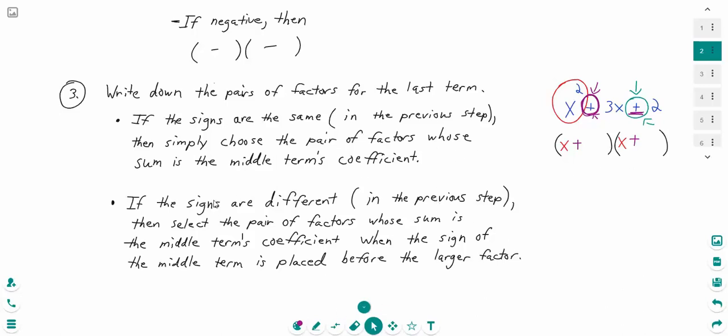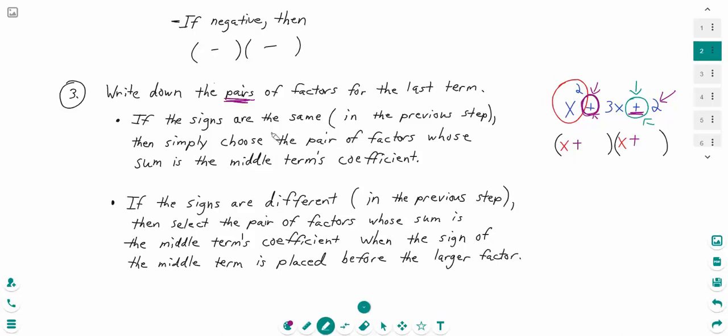All right, so the next step is going to be write down the pairs. Emphasis on the word pairs here. That's actually important. The pairs of factors for the last term. So where's the last term? The last term is over here. Okay, the last term in the trinomial. We're going to write down the pairs of factors for the last term.